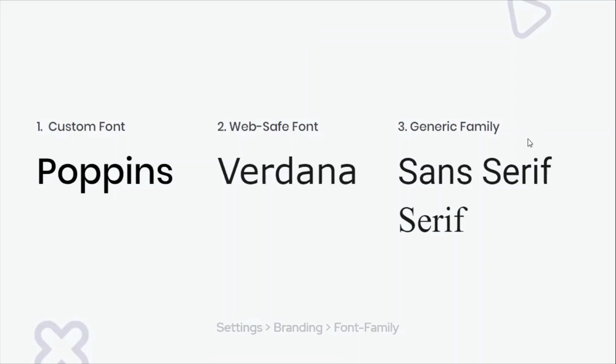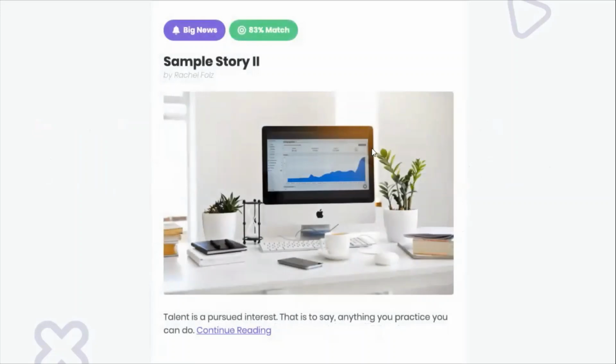So whatever your custom font is and whatever your web safe fallback font is, you're going to want to just pick the category that it is, whether it's sans serif or serif. Yep. So if you want to turn on custom fonts for your organization, you're going to go to Settings and then Branding and then scroll to Custom Fonts. And I bet you guys want to see how this looks. Isn't Poppins pretty?